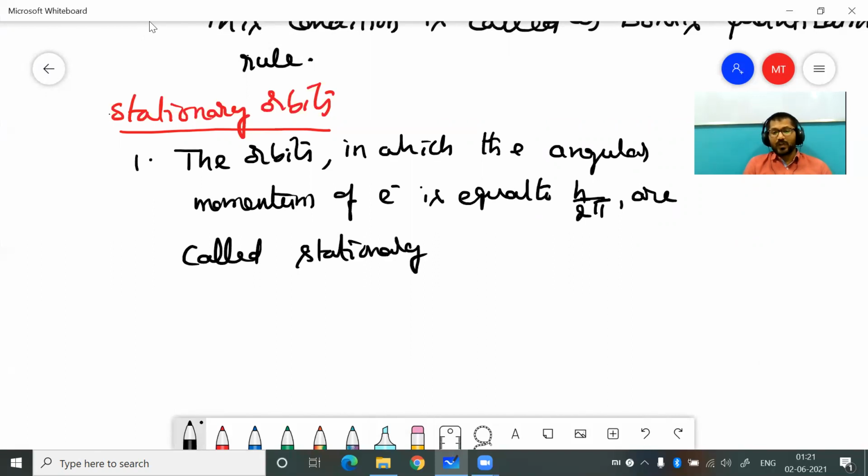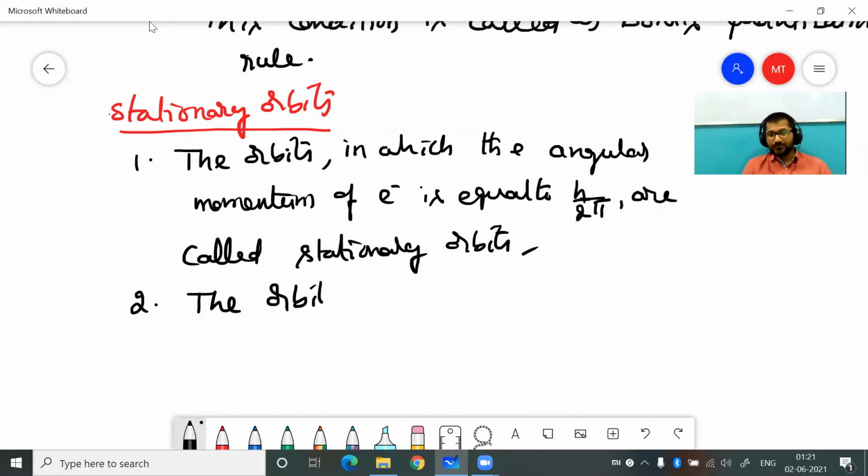Stationary orbits. Is it clear, everyone? This can also be defined as the orbits. This is one of the very important ways of defining stationary orbits. By making use of this, Bohr has proposed the next postulate called the third postulate.